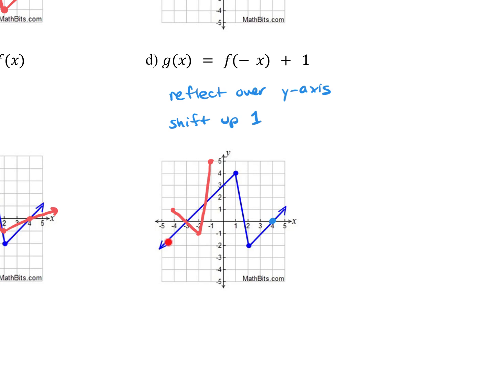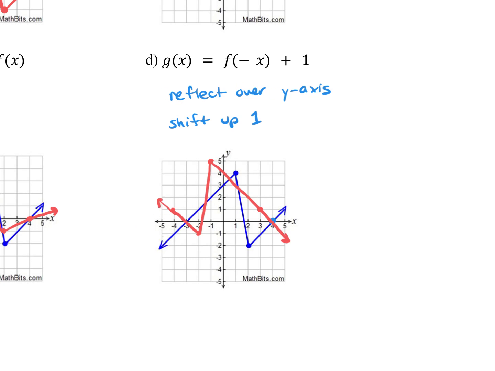And then I'm going to pick something over here, which would come after this graph. So I'm going to pick this point, (-3, 0). If I reflect it over the y-axis and then shift it up 1, I have a point here. And then I can connect like that. So here you can see that it was reflected and then shifted.